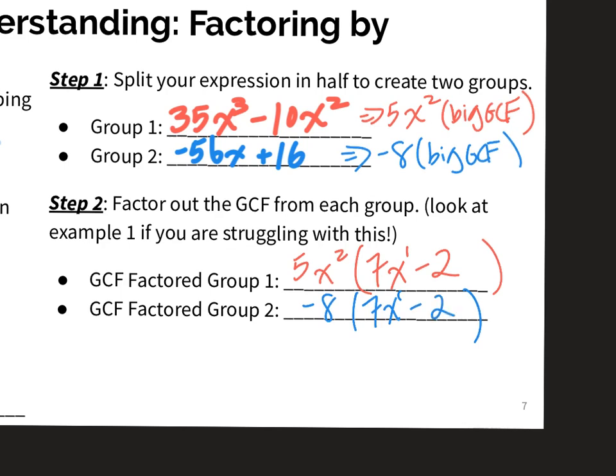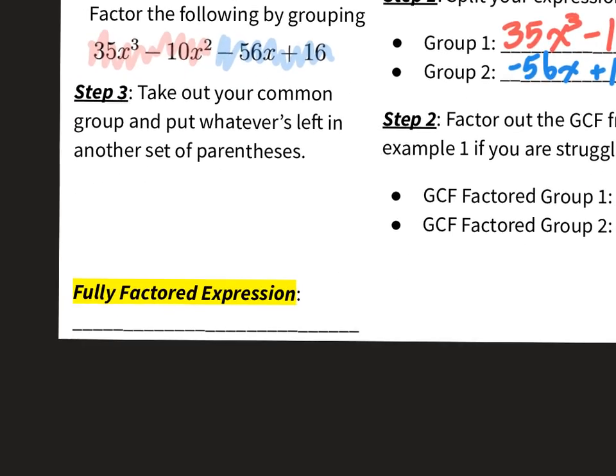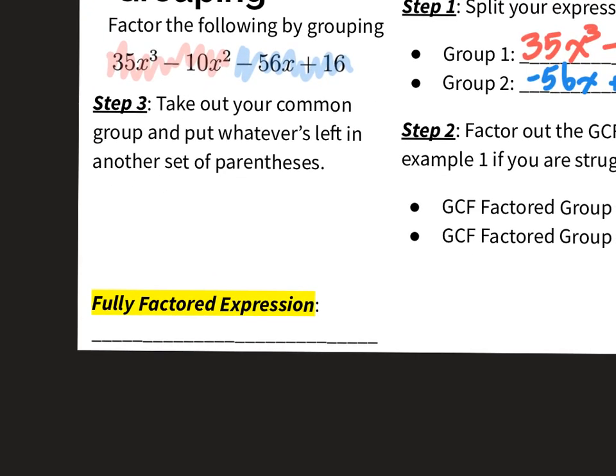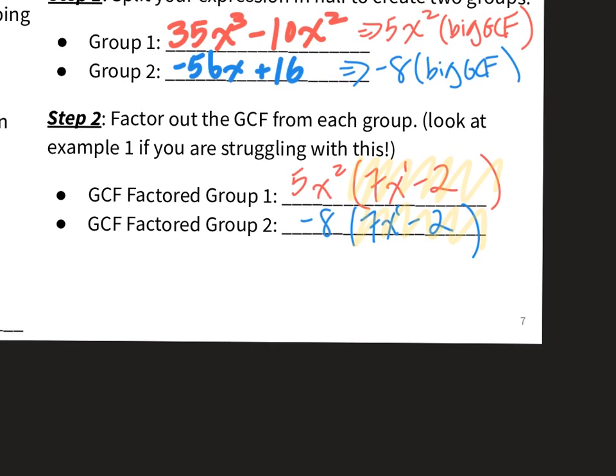I think I see my common group, right? My common group is going to be this 7x minus 2, 7x minus 2, right? So I'm just going to write that out, right? I have 7x minus 2, okay? That's my common group, right? What's left, right?